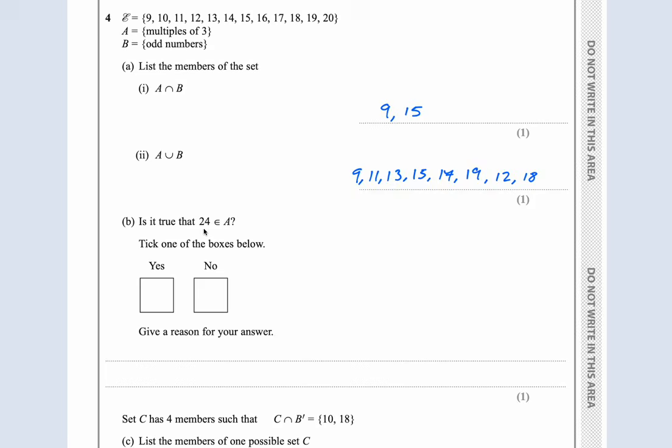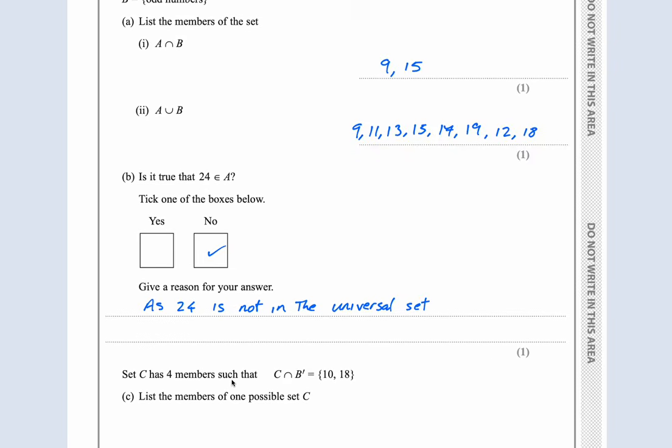Is it true that 24 is an element of A? The reason is no, it is not, because 24 isn't in the universal set. So I'm going to say not, okay, as 24 is not in the universal set. The universal set is basically all the numbers that we're dealing with.